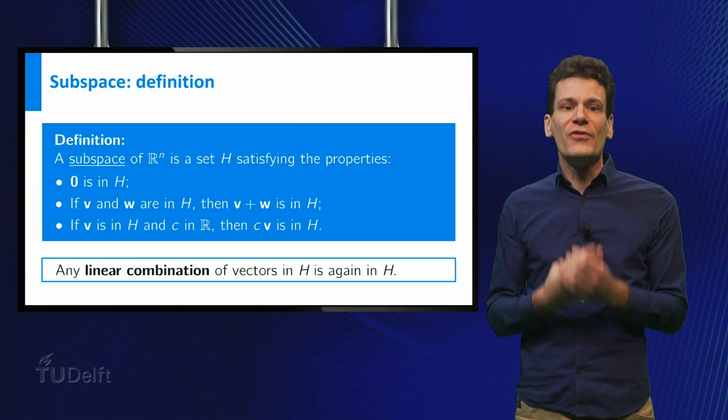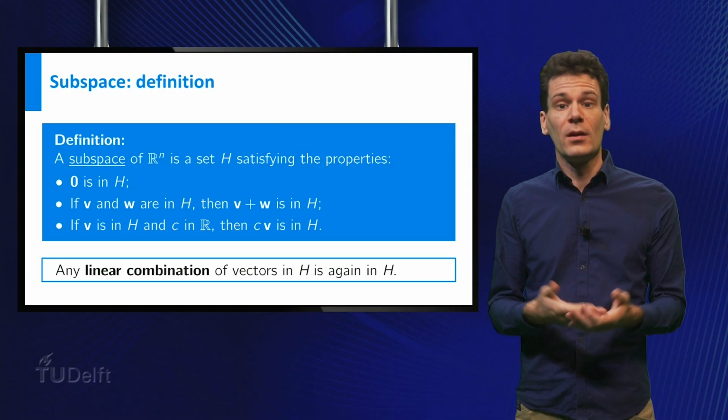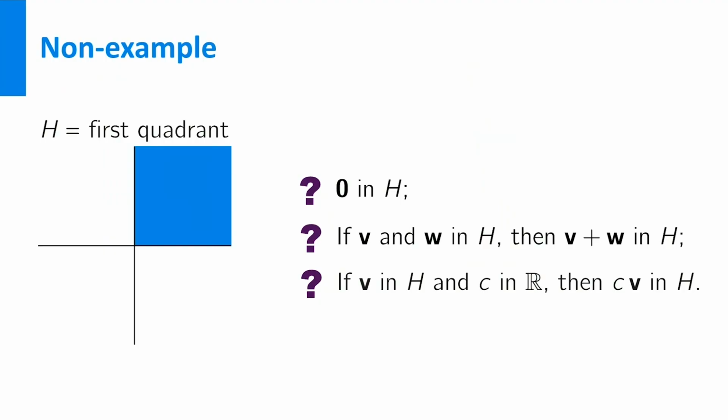These three properties severely restrict what a linear subspace may look like. For example, look at the first quadrant in the plane. Is it a linear subspace? Well, it contains the origin, so it satisfies the first requirement. And if you add two vectors in the first quadrant, the result is still in the first quadrant. So also the second property is satisfied. Now take a non-zero vector in this set. If you multiply it by a positive scalar, like 2, it is still in the set. But if you multiply it by a negative scalar, like -2, the result will not be in the first quadrant anymore. Therefore, the third requirement is not satisfied, so this is not a linear subspace.